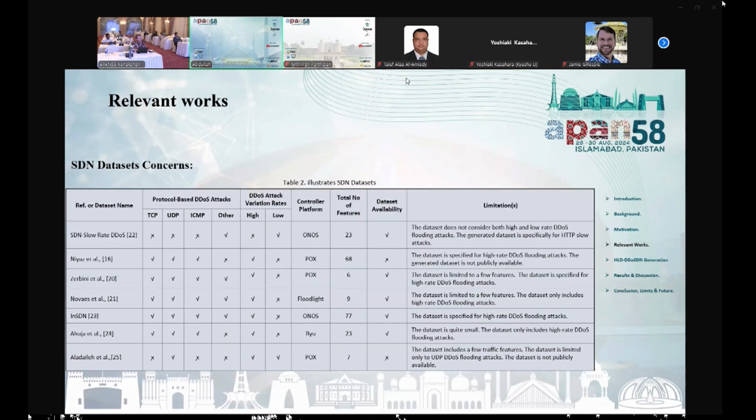Additionally, this table presents the SDN datasets, which have some limitations. Most of these datasets contain several traffic features, even though some contributed datasets have quite a few features. Most contributed datasets are limited to conventional DDoS attacks, except only these datasets. However, this dataset is limited only to UDP DDoS attacks, has limited traffic features, and is not publicly available.